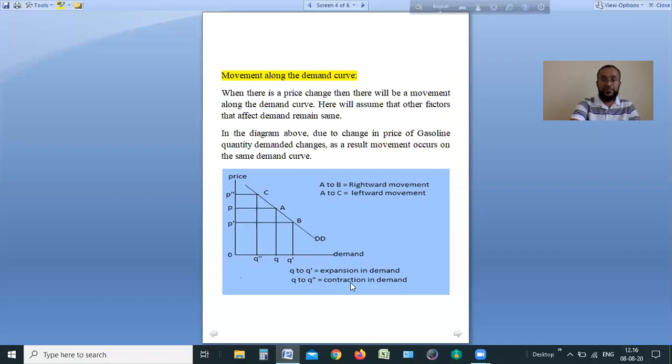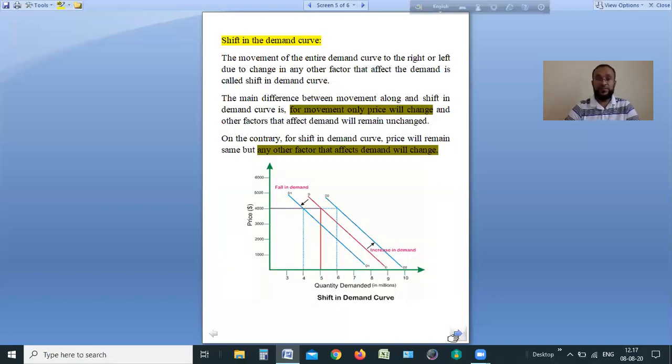So expansion and contraction of demand depends on the change in price. If price falls, then there will be expansion of demand. If price rises, then there will be contraction of demand. So this contraction and expansion of demand is related with movement along the demand curve. Rightward movement shows expansion of demand, and leftward movement shows contraction of demand. Okay. Now let's move to shift in the demand curve.